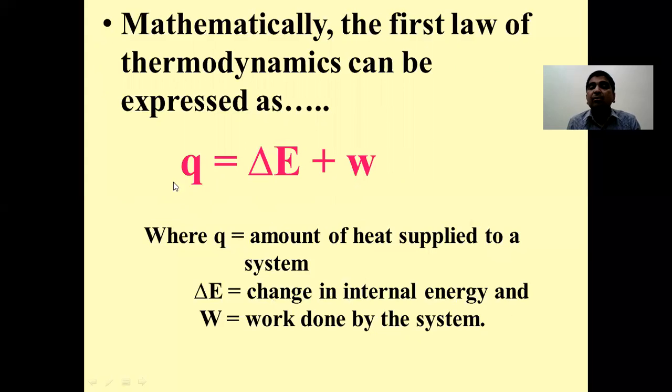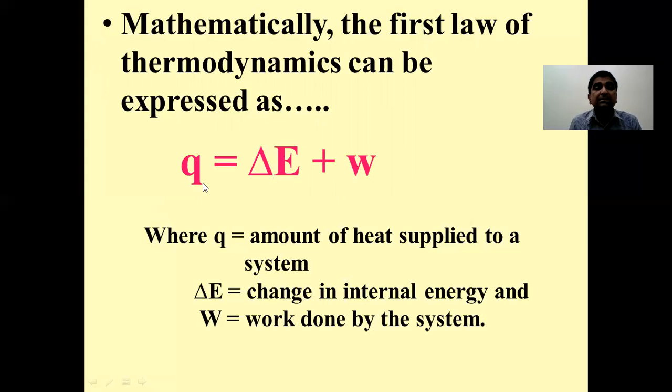Means when we supply a particular amount of heat Q to some system, that heat is utilized for two purposes. First purpose is to increase internal energy of that particular system, and this internal energy is nothing but the sum of all kinds of energies associated with that system, and it may include vibrational energy, rotational energy, nuclear energy, kinetic energy, and all sorts of energies associated with that particular system.